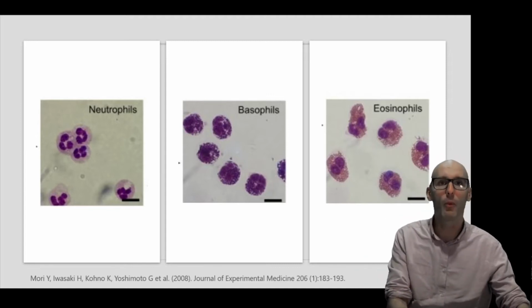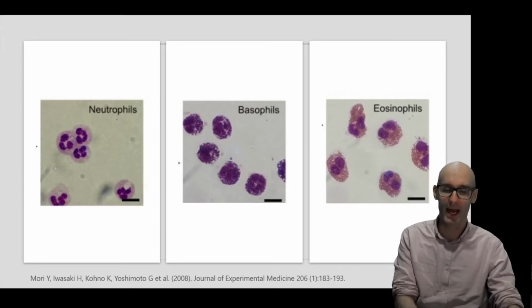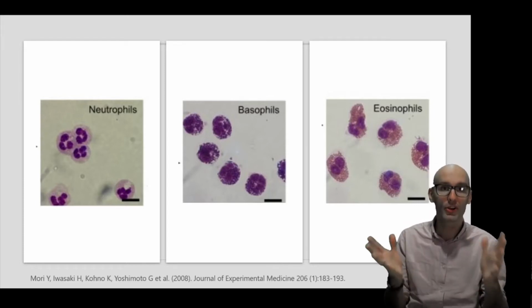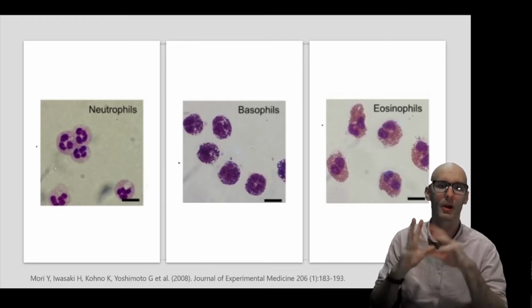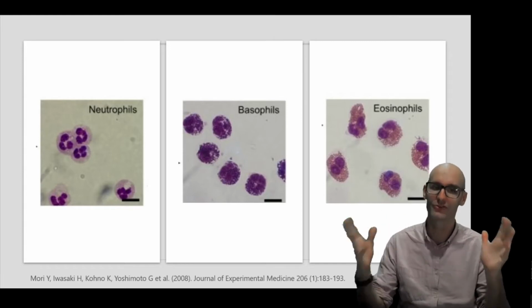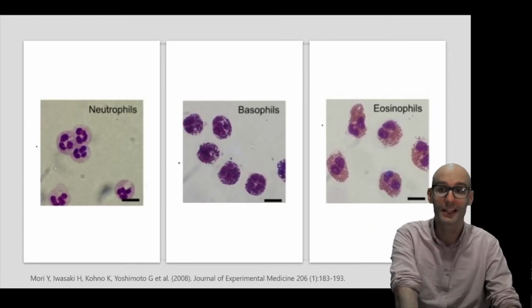If we talk about white blood cells, we talk about granulocytes, and then we talk about mononucleated cells like monocytes, and then we talk about lymphocytes, right? So we've got monocytes, lymphocytes, and granulocytes. That's typically how we break it down. And the granulocytes are full of granules, right?